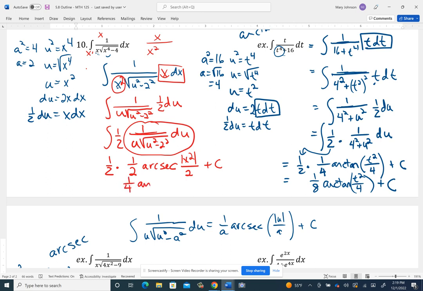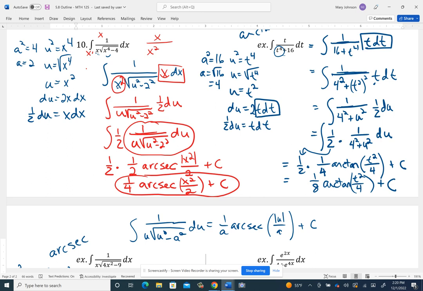Then arcsecant here. And then I really don't need the absolute value symbols because x squared is always positive anyway. So I would have just left those off, and then I would have had that plus c there at the end. Okay, so that's my final answer right there. All right, so that's 2 examples of the arcsecant situation.